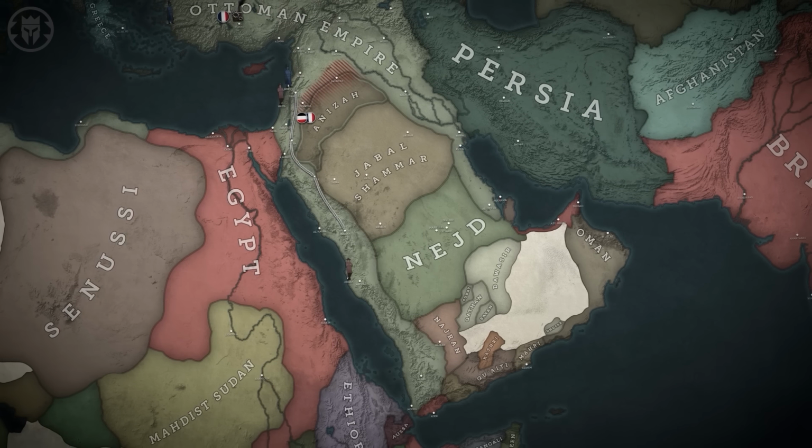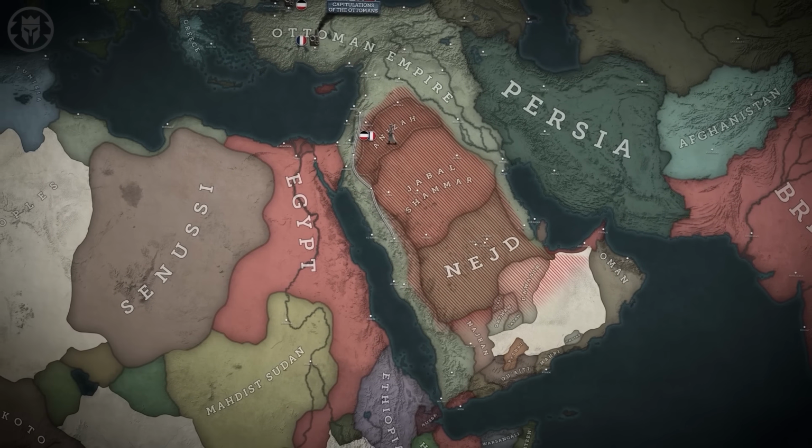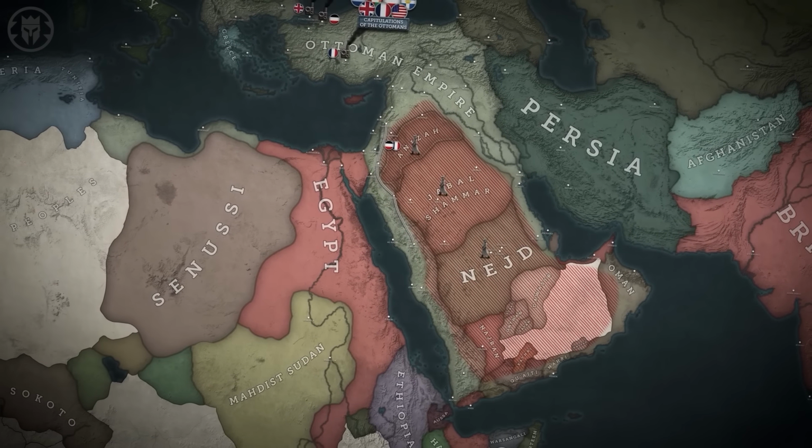To these expatriates, the interior of Arabia was seen as a wild territory, and the Bedouins who ruled them were seen as near mystical beings.